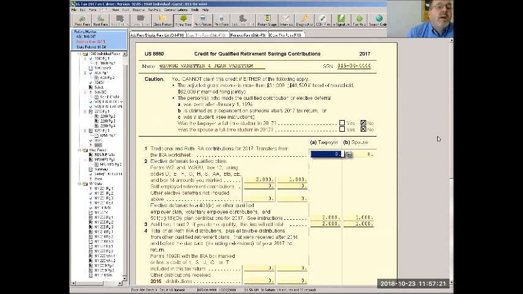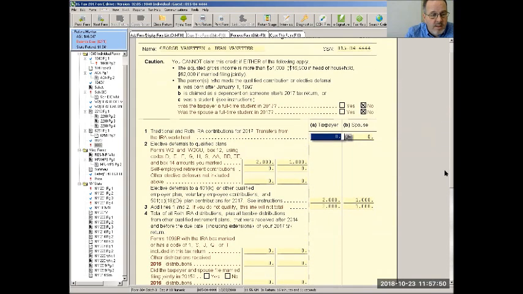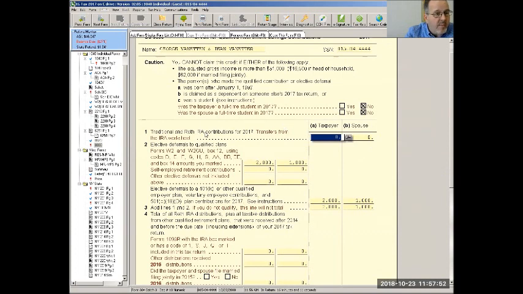If you look at the top of the form, you cannot claim this credit if either of the following apply: if your adjusted gross income is over 31,000 for a single person or 62,000 joint, or if you were a full-time student. So in this case, neither one of those apply, so they're able to take this credit. Okay, so we cleaned that up.